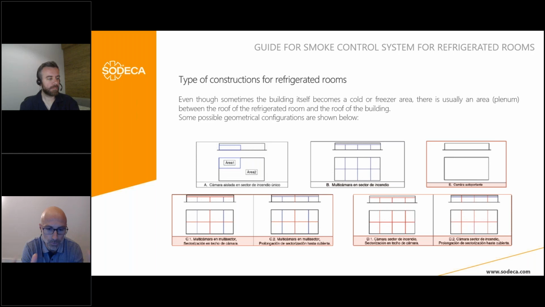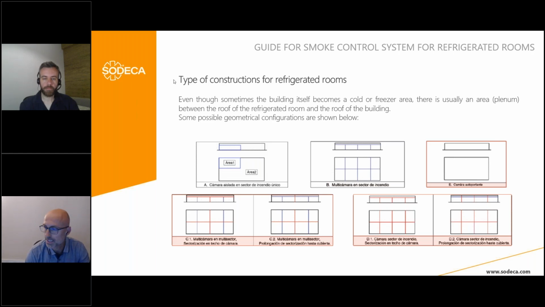When we have a building with cameras, we have different types of construction. Sometimes the building itself becomes a cold or freezer area. There is usually an area between the roof of the refrigerated room and the roof of the building. So we have two roofs and an area between them that we call the plenum. Some possible geometrical configurations are shown here below.